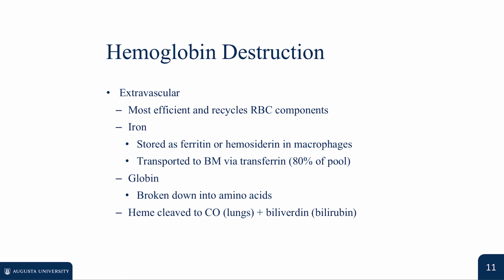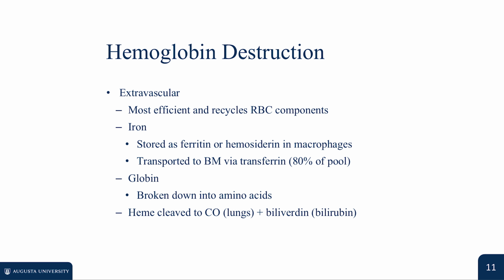Inside macrophage phagolysosomes, the hemoglobin molecule is taken apart with remarkable efficiency. Globin chains are cleaved by proteolysis into free amino acids, which return to the systemic pool for new protein synthesis. Meanwhile, the heme ring is opened by heme oxygenase. This cleavage liberates carbon monoxide, which travels in blood to the lungs to be exhaled, and yields biliverdin.